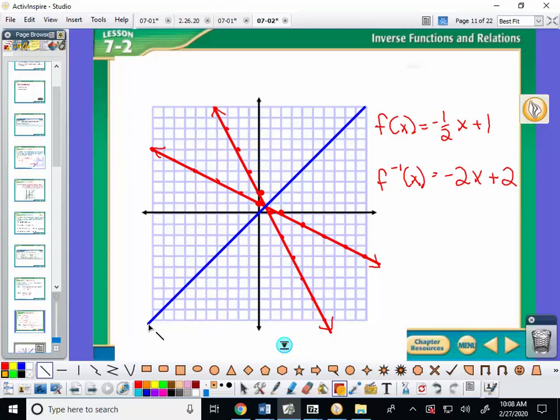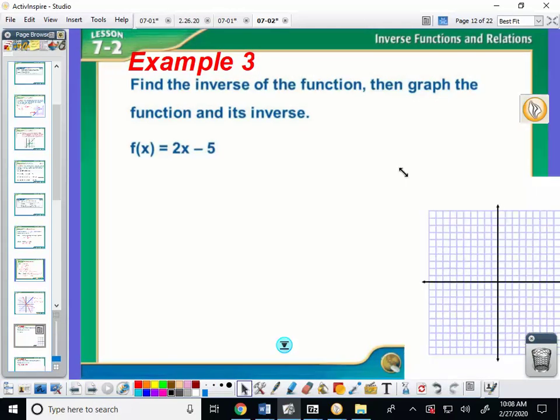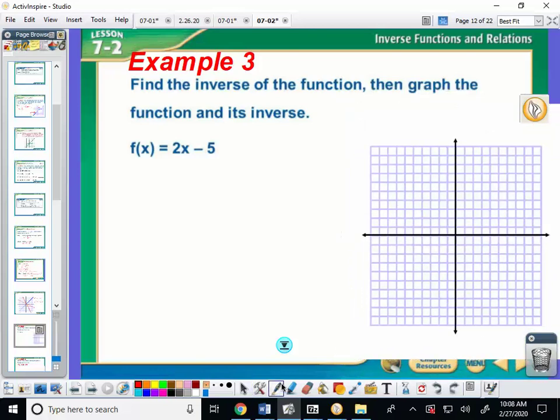Let's look at example 3. It says find the inverse of the function, then graph the function and its inverse. So let's go through those 4 steps and find the inverse function. What's the first thing it said to do on the front side? What was step 1? Replace f of x with y. So we're going to say y equals 2x minus 5. What was step 2? Interchange x and y. So you're literally just going to flip-flop where x is and where y is.